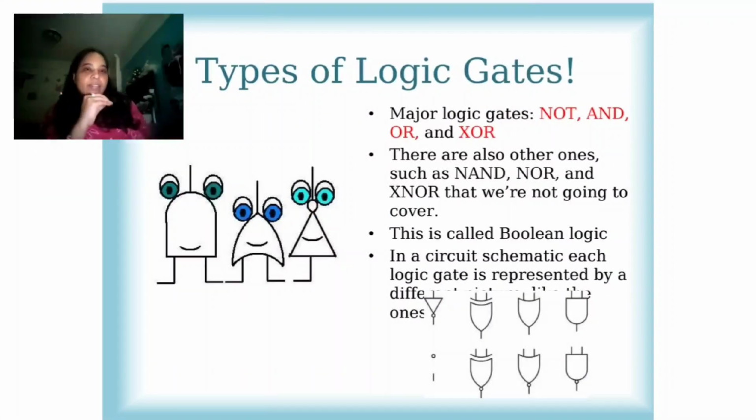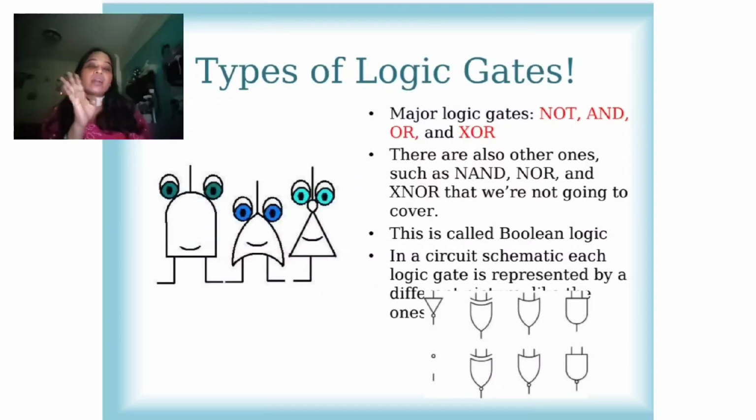Next, types of logic gates. Here you are going to see four types of logic gates. In alphabetical order: AND, OR, NOT, XOR.